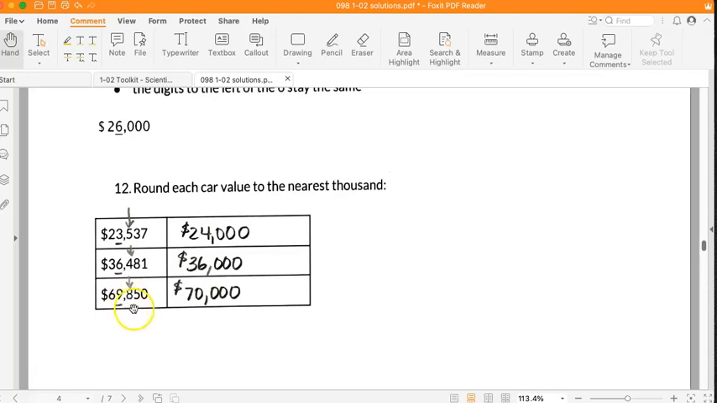And then this one's a little bit funnier because the 8 is the decider, and that means the 9 bumps up to a 10, and we can't put a 10 right here, so then the 69 rounds up to 70,000. That's a little bit of a domino reaction there, but $70,000 is the rounded value.